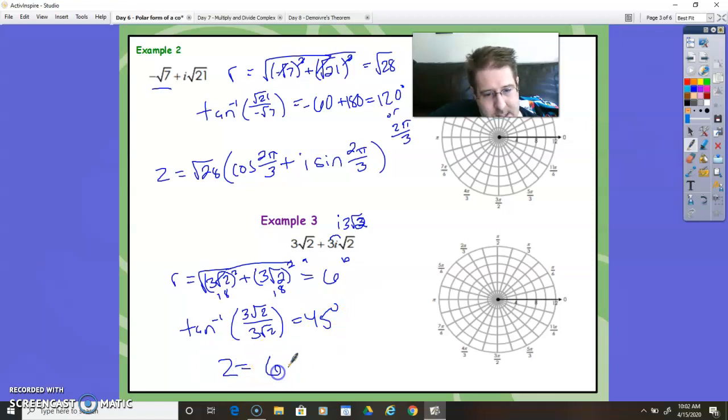z equals 6 times, I can use pi over 4 if I want, so cosine of pi over 4 plus i times sine of pi over 4. And there you go. You've got your trigonometric form. All right, I'm going to keep it short just to that.